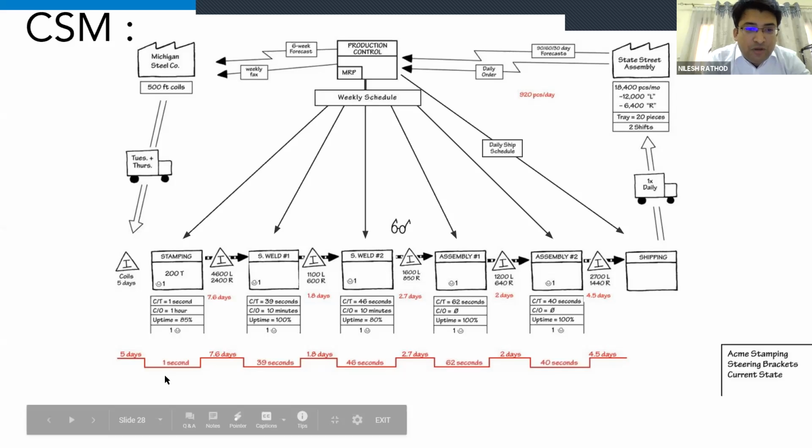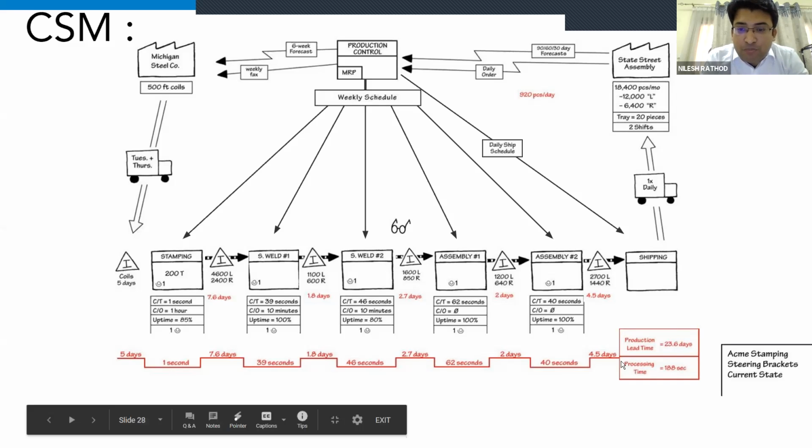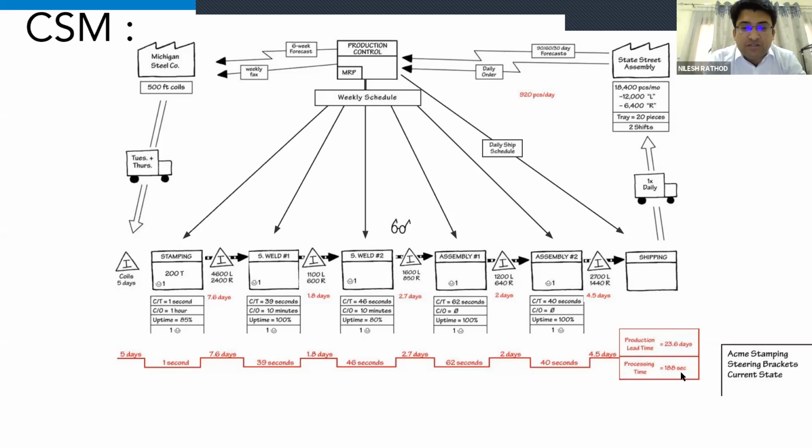Okay, so now you will wonder the inventory is in number of days, whereas the value added time is in seconds. Yes, it's true. So this completes our value stream map, which concludes that my production lead time is 23.6 days and my processing time is 188 seconds. What does it mean? It means when the customer places an order, he will get his material after 23.6 days. And what is meant by processing time of 188 seconds? It means to manufacture one piece, it will take only 188 seconds.